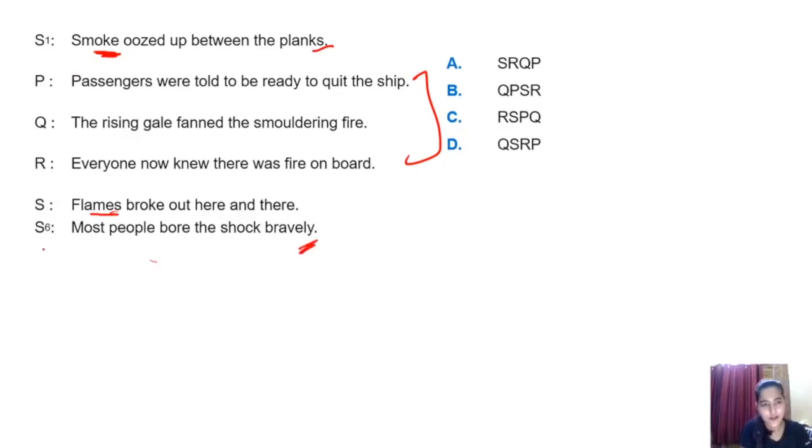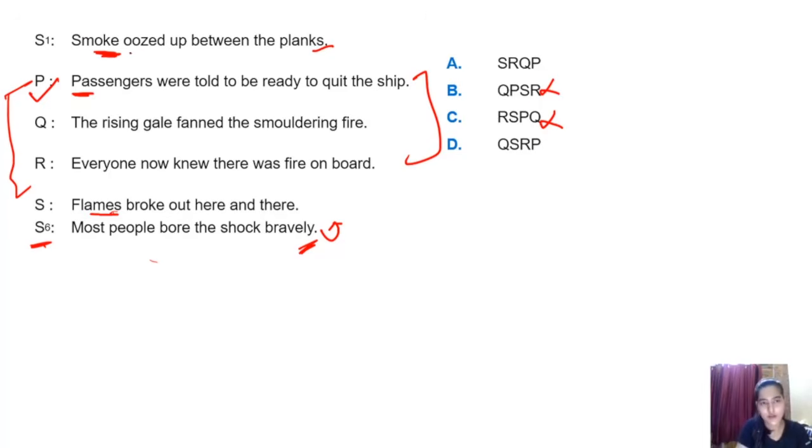Let's move to the last part. If you are saying most people bore the shock bravely, as the last statement is about people, it means the statement before this should also be somewhat related to people. You can see this is the related statement: passengers were told to be ready to quit the ship. So it is 100% sure that P is going to be the last statement. R and Q obviously cannot be correct, so you can easily eliminate them. See, by elimination also you can reach your correct answer, even if you are somewhat confused.